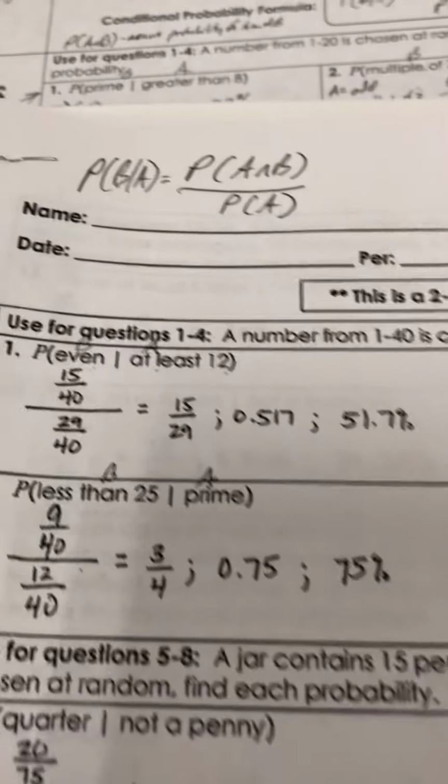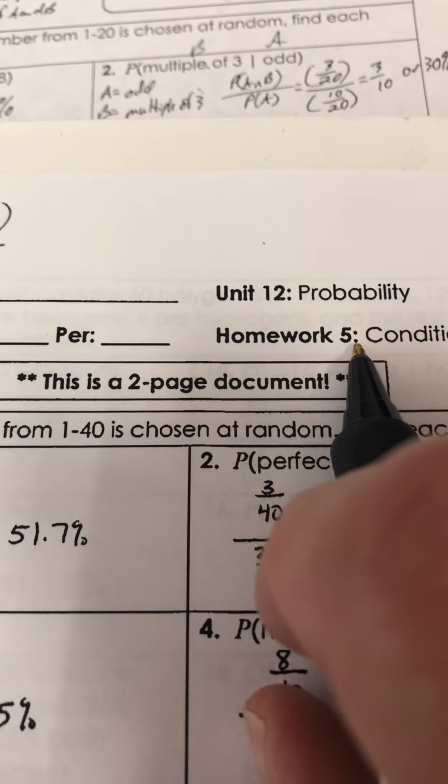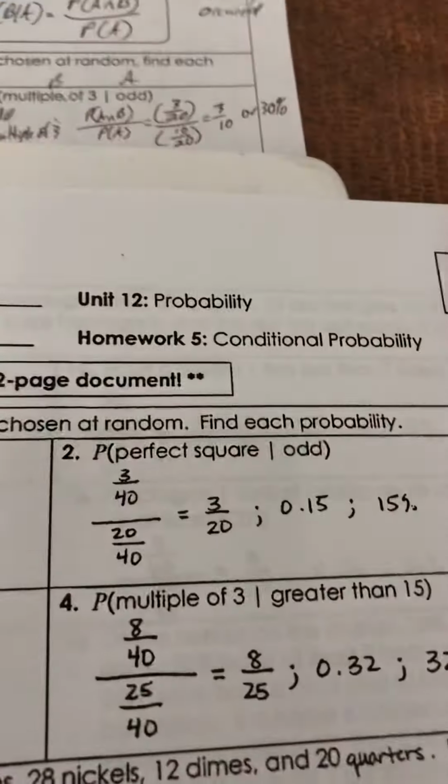Hello, Mr. Fry's algebra geometry class. I'm going over Unit 12 and Homework 5, probability, conditional probability. And I want to explain some of these.